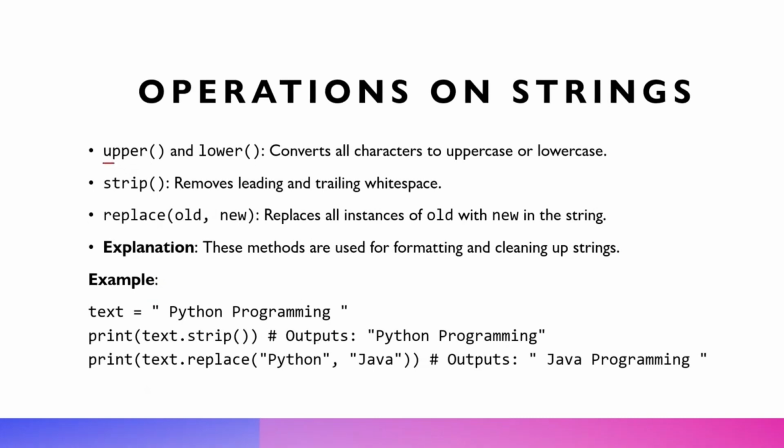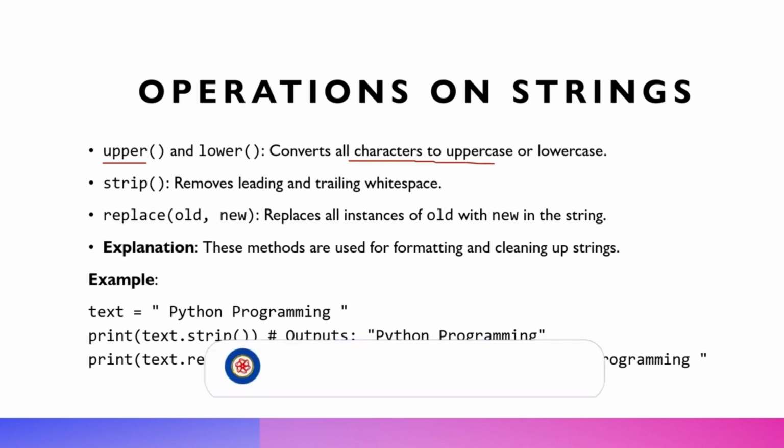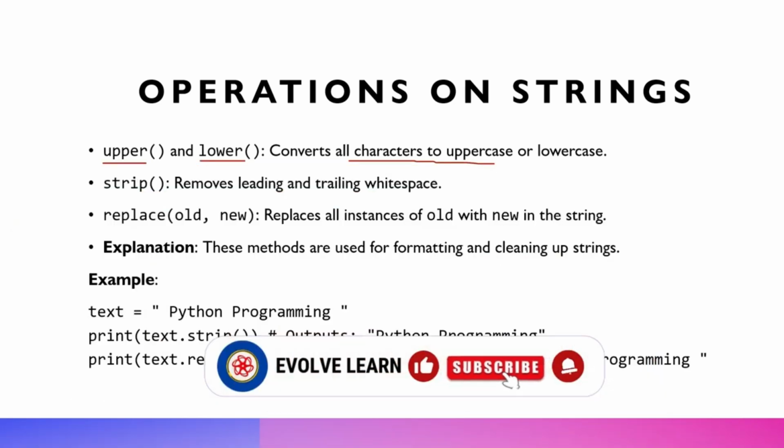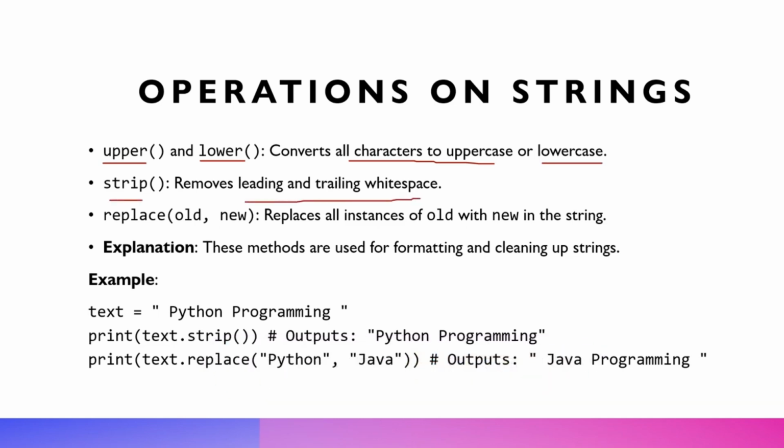As we have already discussed how the upper method converts all the characters to uppercase, the lower method converts all the characters to lowercase. The strip method is used to remove leading and trailing white spaces. As you can see in this example, text has two leading and two trailing white spaces. By using this strip function, we did not get any leading and trailing white spaces in the console. This is how the strip method works.